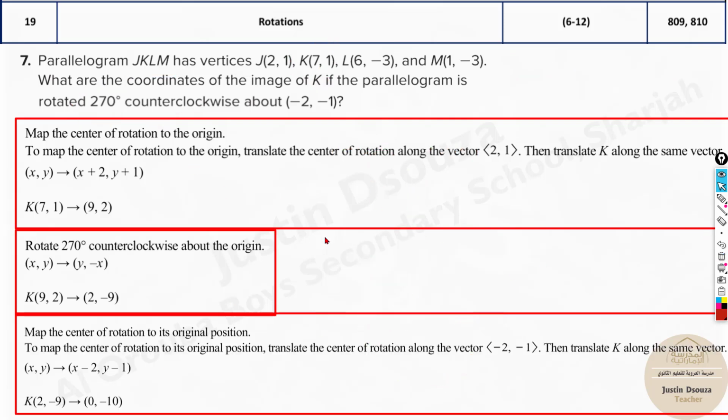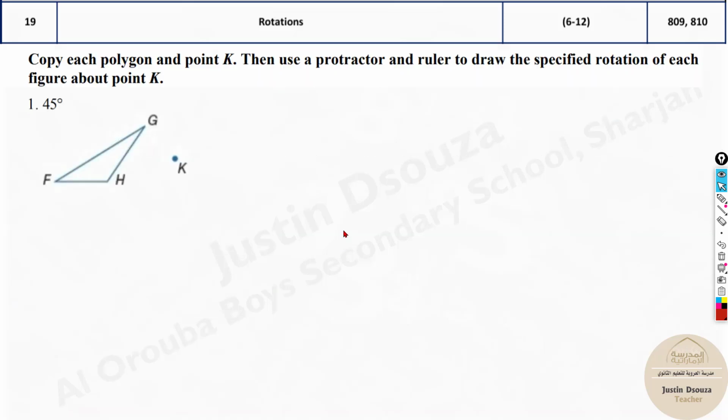So please do solve all these problems by yourselves. And if you have to do it, do it using a protractor and ruler. See, such problems are never generally asked in the exams.